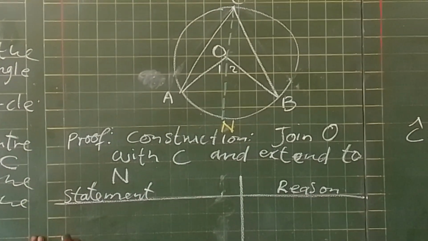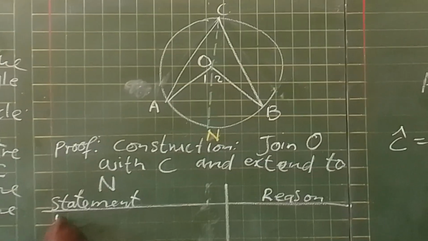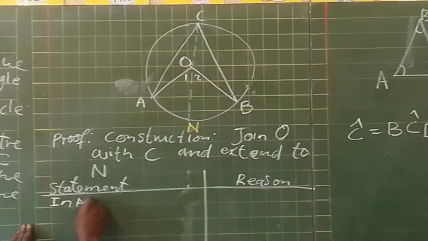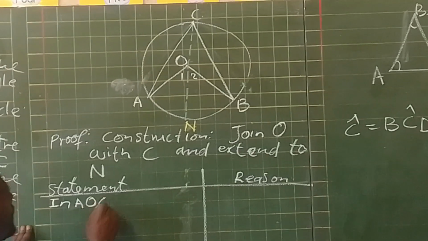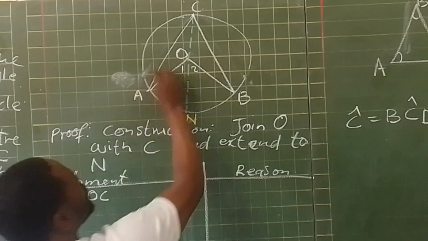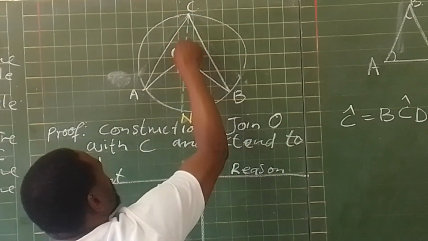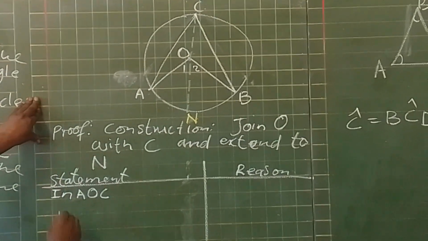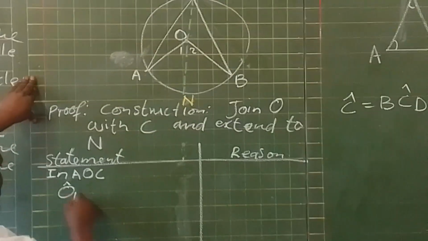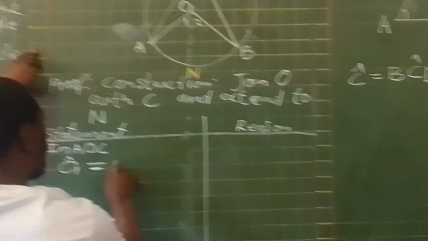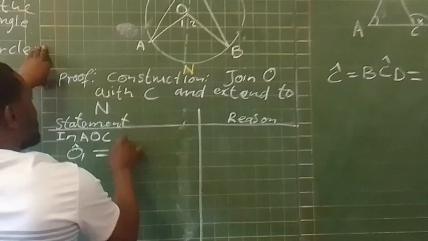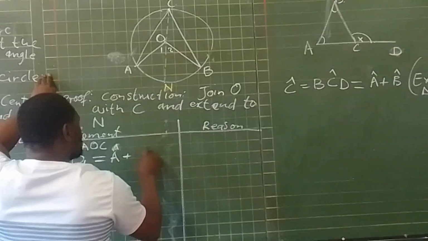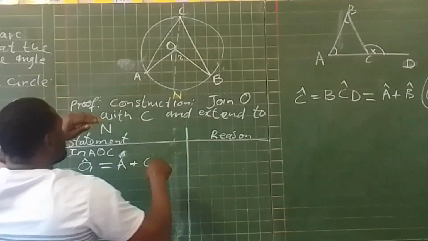Then you tell the marker that you are talking about triangle AOC. This is the triangle that we are going to talk about, AOC, this one. Angle O1 is equal to angle A plus angle C.